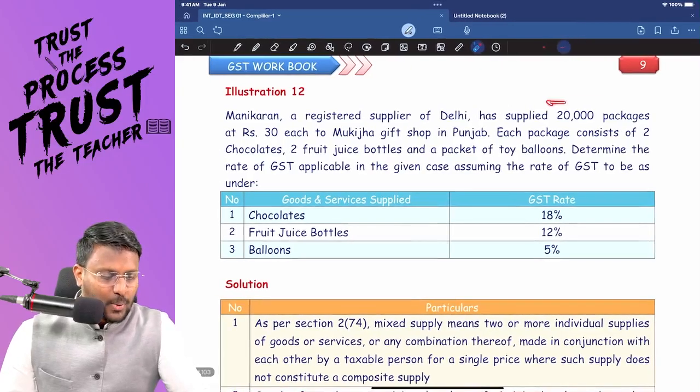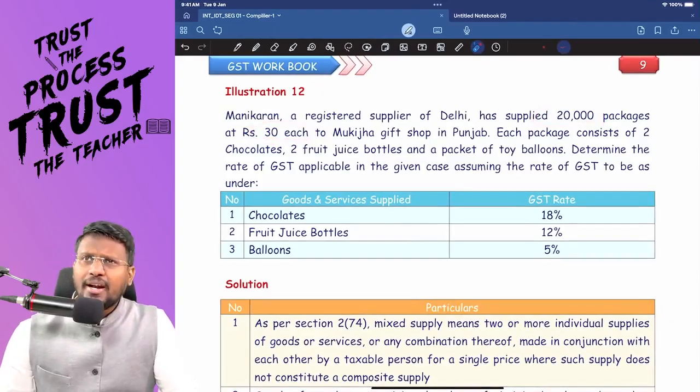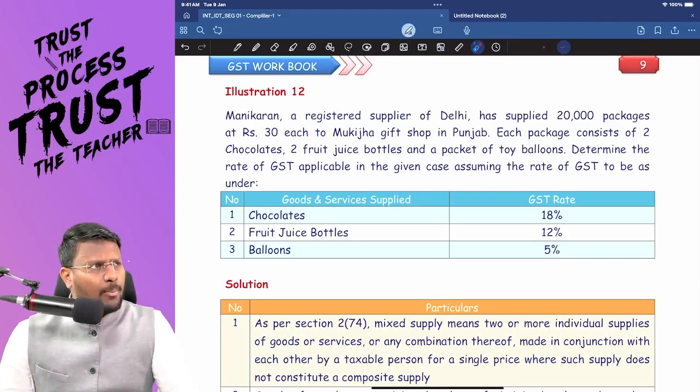You tell me, sir, they supplied 20,000 packages at a rate of how much each? 30 each. So, is it for a consolidated price? Yes, sir. Single price. First of all, is there any natural bundle? No, sir. So, this can't be a composite supply; this may be a mixed supply.